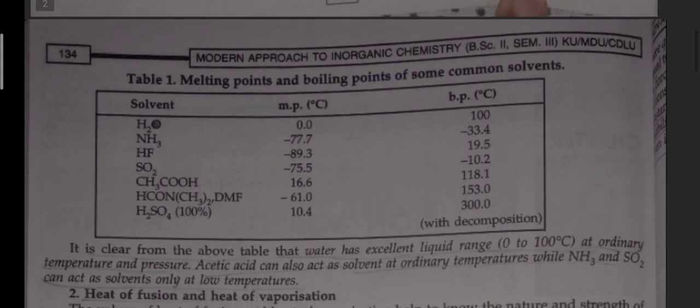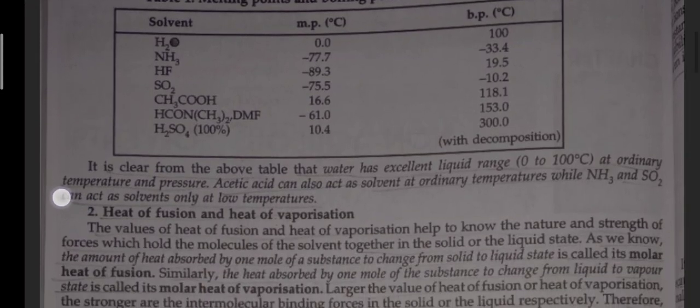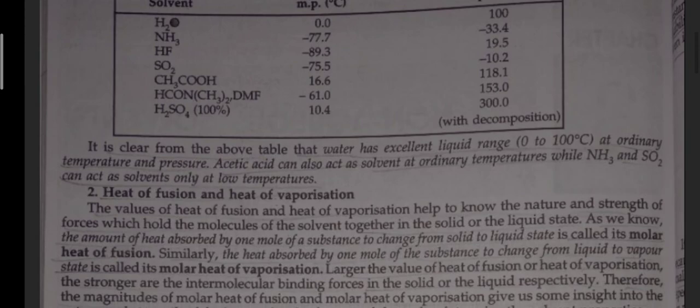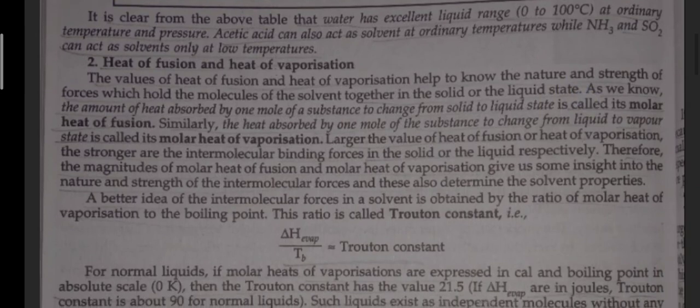This is the table for melting and boiling points of some common solvents like water, ammonia, hydrogen fluoride, sulfur dioxide, acetic acid, etc. It is clear from the above table that water has excellent liquid range between 0 to 100 degrees Celsius at ordinary temperature and pressure. Acetic acid can also act as a solvent at ordinary temperature, while ammonia and sulfur dioxide can act as solvents only at low temperatures. Second property is heat of fusion and heat of vaporization.